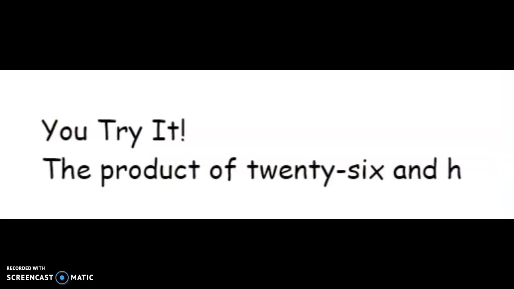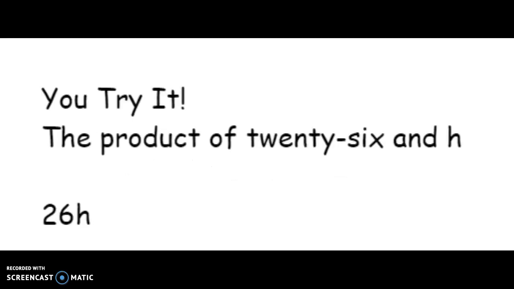Here's a you try it for you. The product of 26 and h. Pause the video, write it down, and let's see what you get. Well, the product of 26 and h is simply 26h. Remember, the coefficient goes first and the variable goes second. If you wrote h26, technically you're correct, but that's not the easiest way to do it. I always try to get you into establishing the best habits so that you will have an easier time as you grow in your mathematics career.